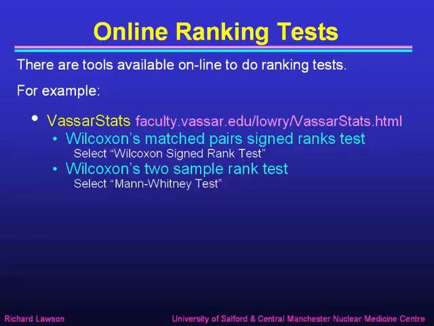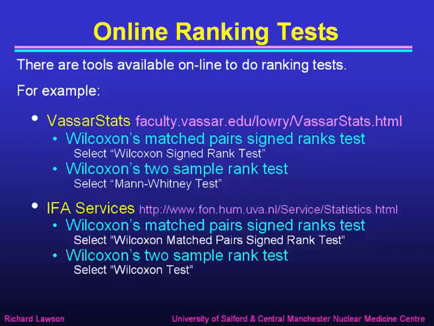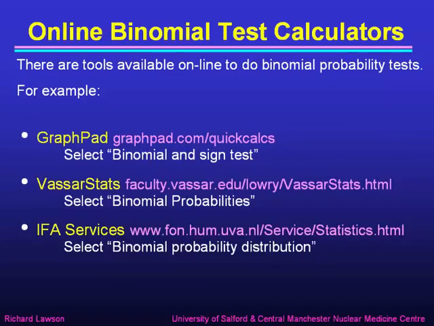For example, there are tools at Vassar Stats for doing Wilcoxon's matched pairs signed ranks test and Wilcoxon's two-sample rank test. IFA Services also have tools for doing Wilcoxon's matched pairs signed rank test and Wilcoxon's two-sample rank test. The binomial test calculators are also available online. At GraphPad, you select what they call the binomial and sign test, or at Vassar Stats, binomial probabilities, or at IFA Services, binomial probability distribution.